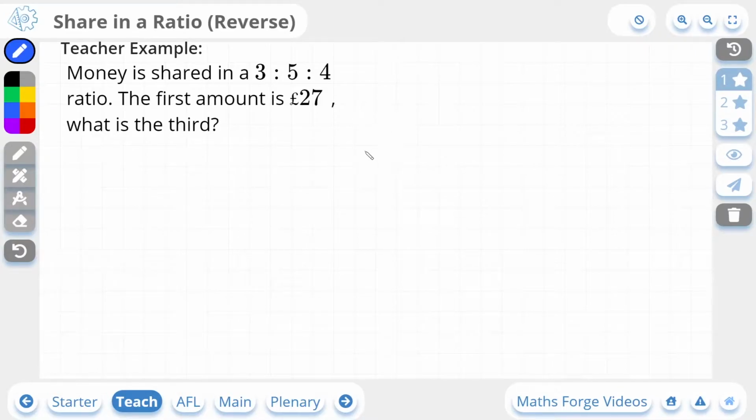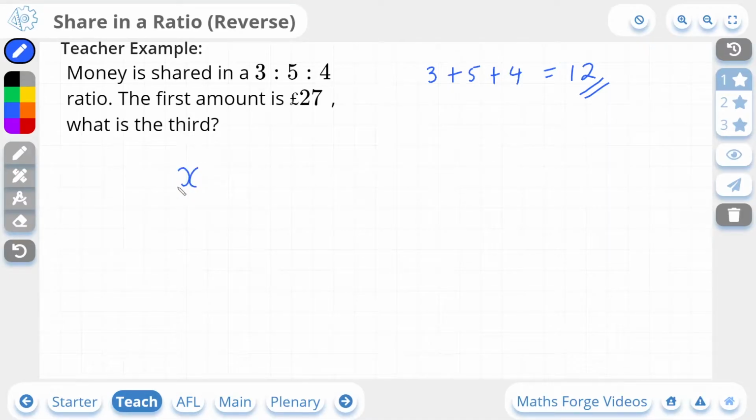So you should know from sharing ratios that when you want to break up the total amount into a ratio, you first begin by adding the numbers in your ratio together. So it's going to be 3 plus 5 plus 4, which gives us a value of 12. Now this value is what you're going to be breaking up the total amount by. We don't know what the total amount is, so let's just call it x.